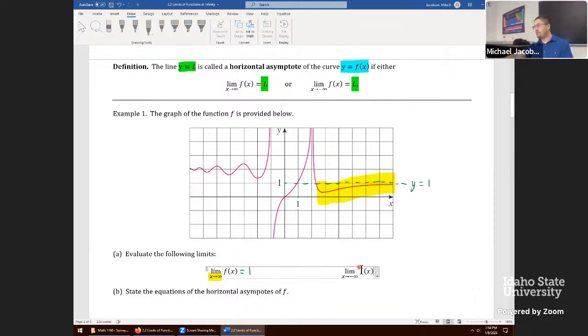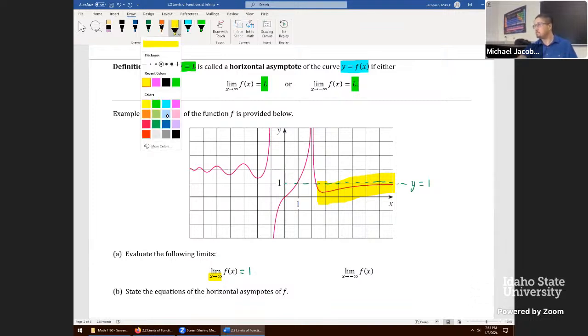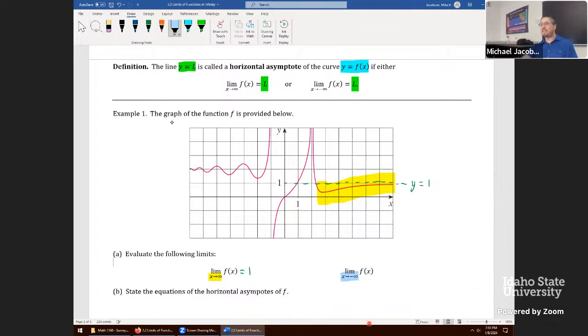And it's the same game on this one. If you're heading towards negative infinity, let me see if I can get a different highlighter. So on this one, we're heading off towards, that highlighter does not really show up. Let me try one more time. There we go. This time we're heading towards negative infinity. That's just a fancy way to say x is moving towards the left.